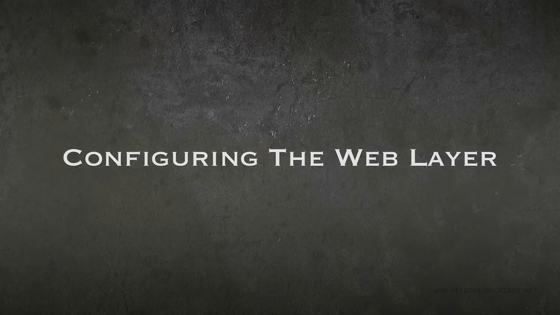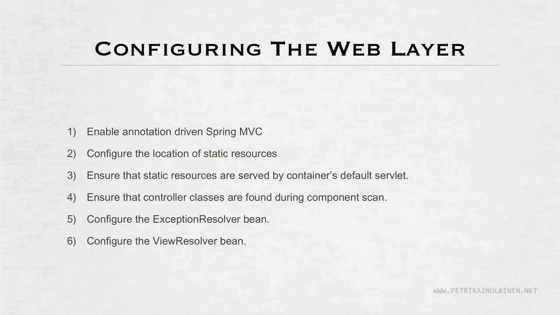The next thing we'll do is to take a look at the application context configuration of the web layer. The application context configuration file of the web layer has the following responsibilities. 1. It enables the annotation-driven Spring MVC. 2. It configures the location of static resources. 3. It ensures that static resources are served by the container's default servlet. 4. It ensures that controller classes are found during the component scan. 5. It configures the exception resolver bean. 6. It configures the view resolver bean. Let's check out how we can configure our web layer by using both a Java configuration class and an XML configuration file.